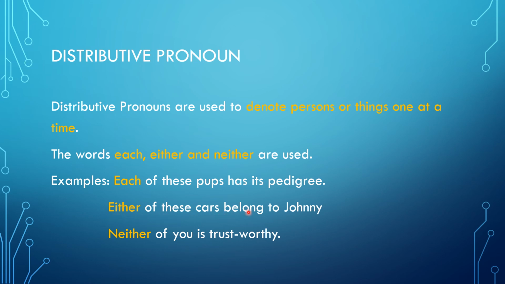Either of these cars belongs to Johnny. So either is a distributive pronoun. Neither of you is trustworthy. Neither, it's a distributive pronoun. So distributive pronouns are used to denote persons or things one at a time. Each, either, and neither are used.